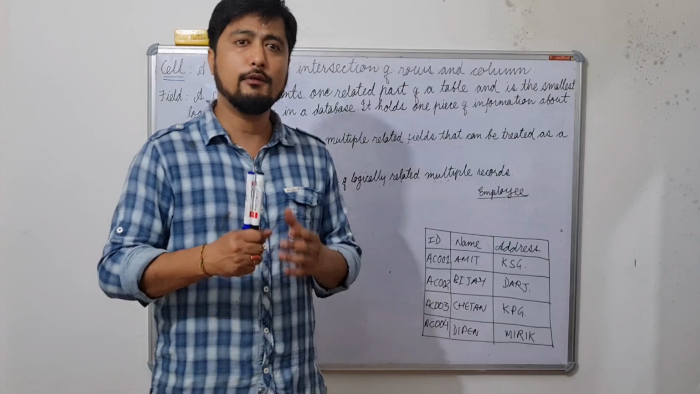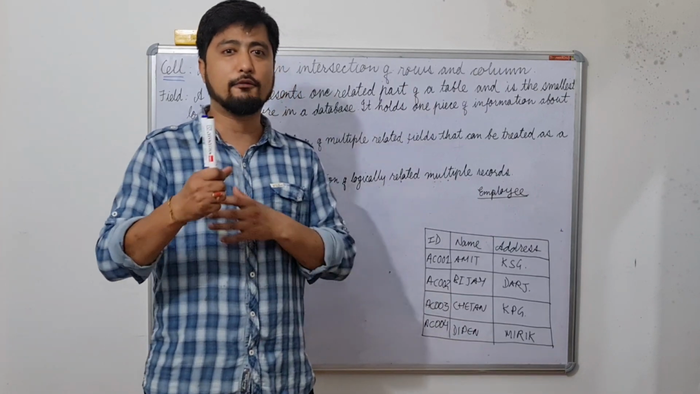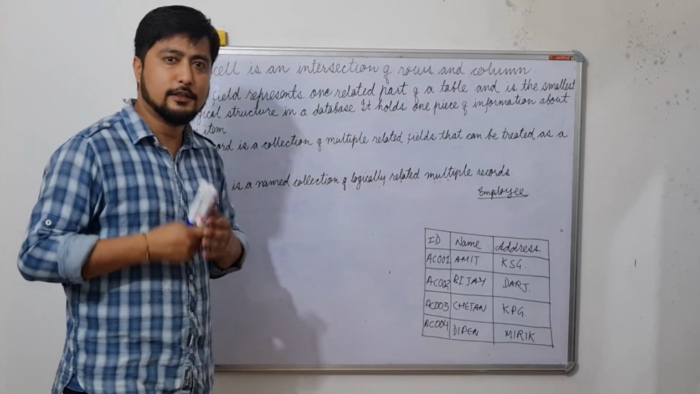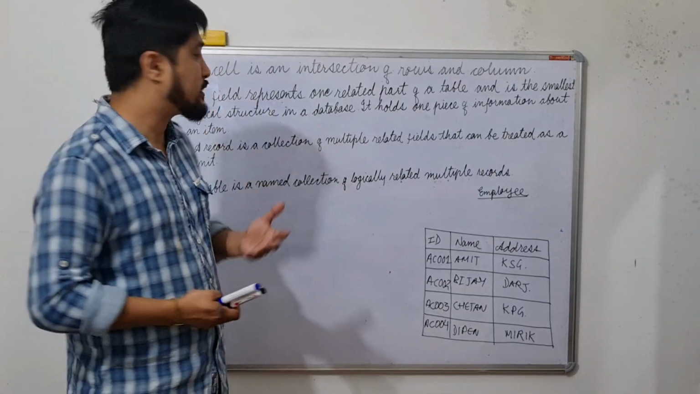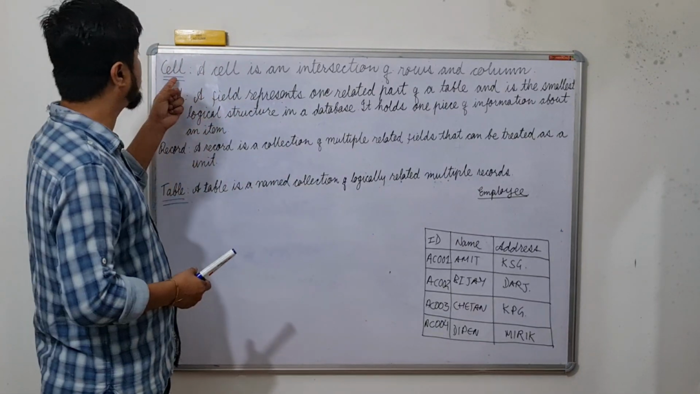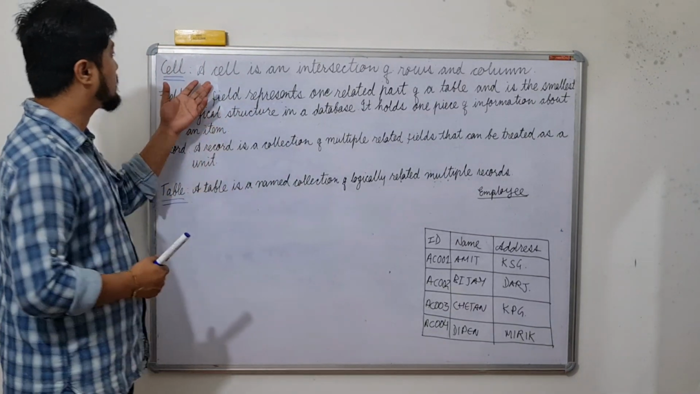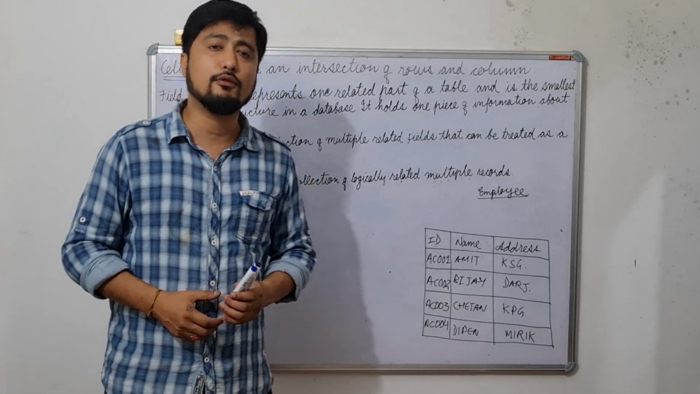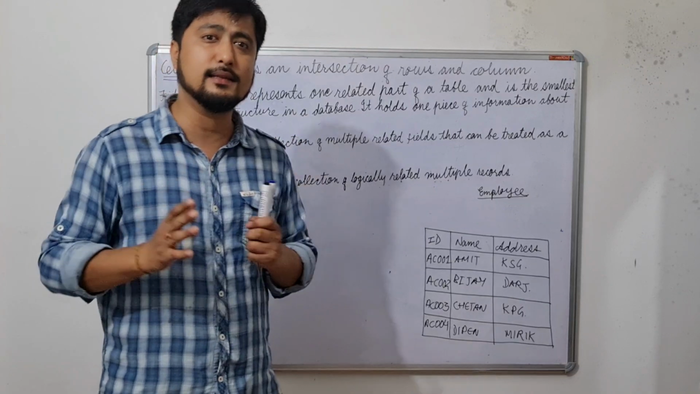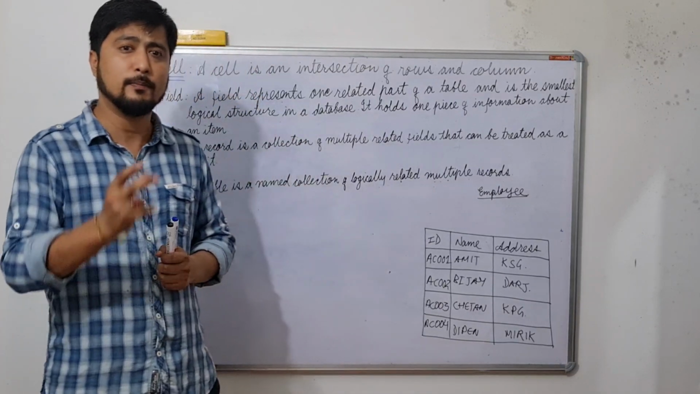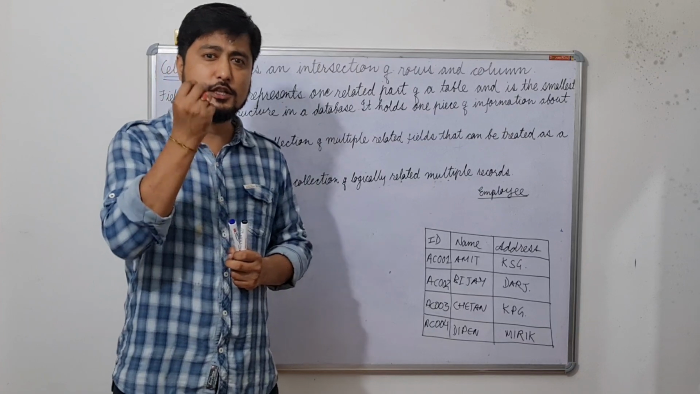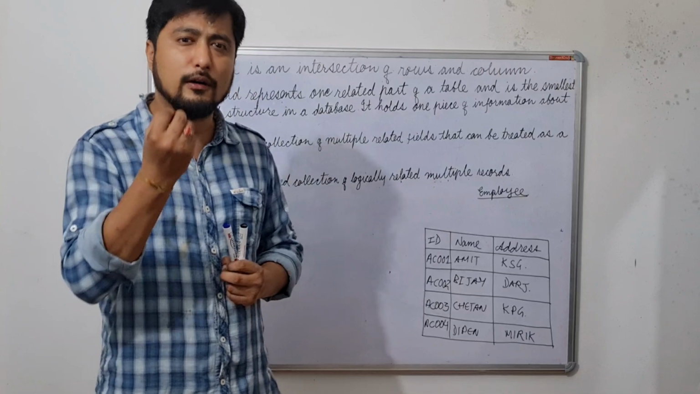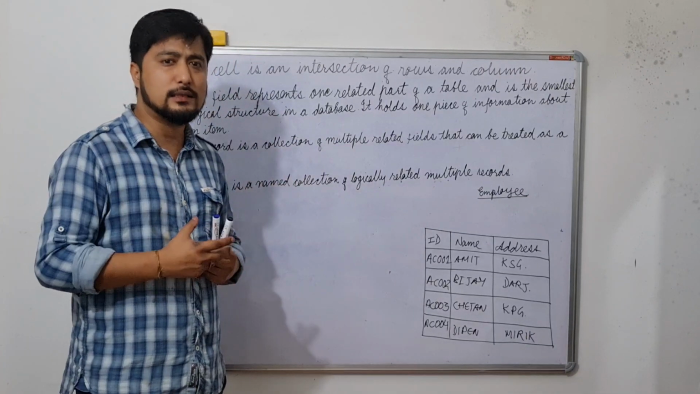So today we will learn some new terminologies that we will use while studying this chapter. So let us begin with some terminologies. The very first one is cell. So what is this cell? Cell is an intersection of rows and columns, and this cell is the smallest unit or the smallest part or the smallest value of a file, or we can call it a table.